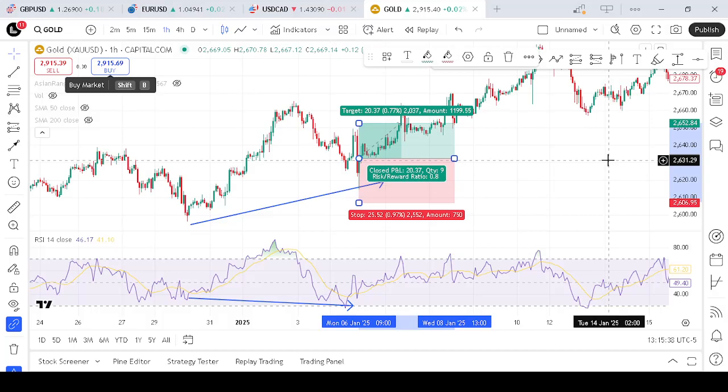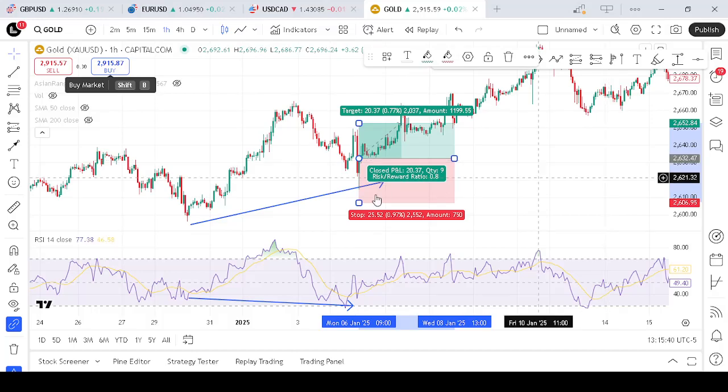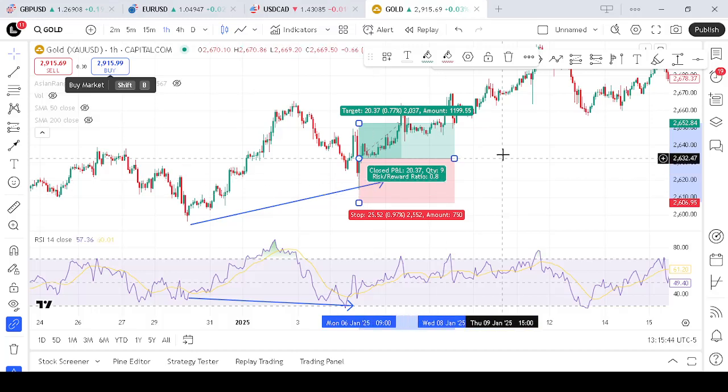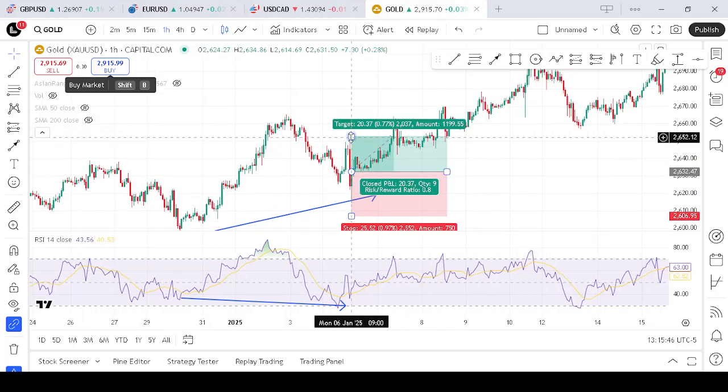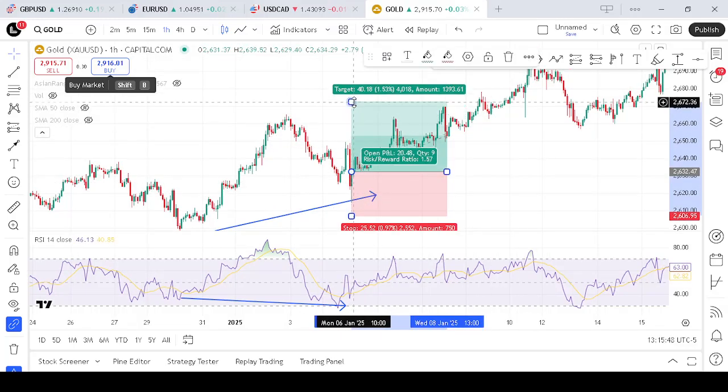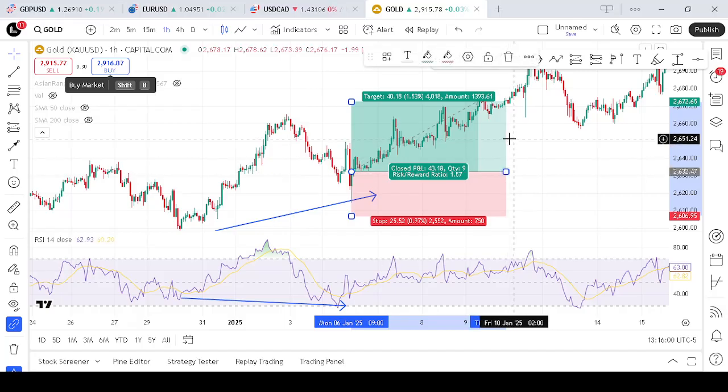Now let's not forget our position sizing. We have to use appropriate position sizing to limit risk per trade. Typically, you should risk no more than 1 to 2% of your trading account on a single trade.